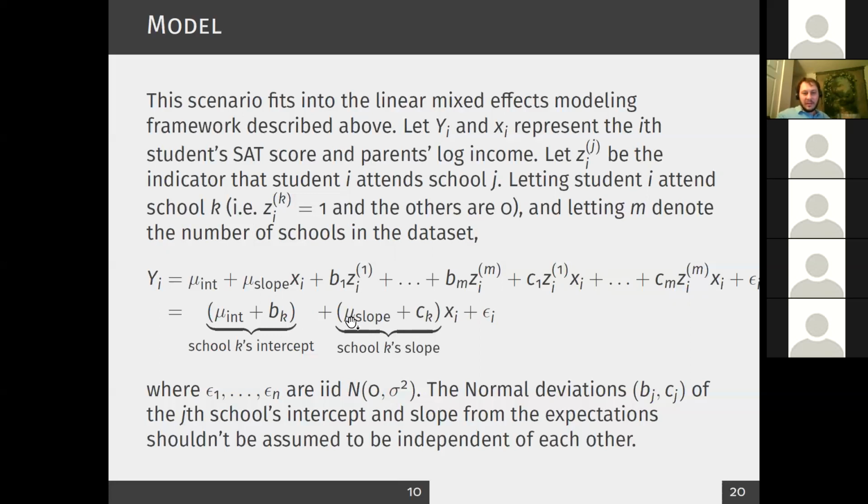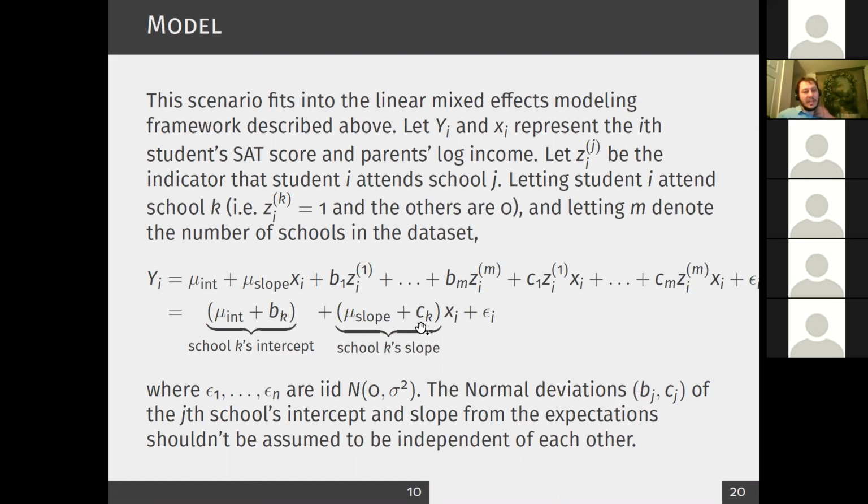And furthermore, that school has a slope, a coefficient of xi. Xi is log income. That school's slope deviates from the overall slope by some amount that's specific to that school. So some schools have a steeper slope relating income to SAT score than others. That would be a reasonable thing to think. So every school has its own BK-CK pair, and they are drawn normally.